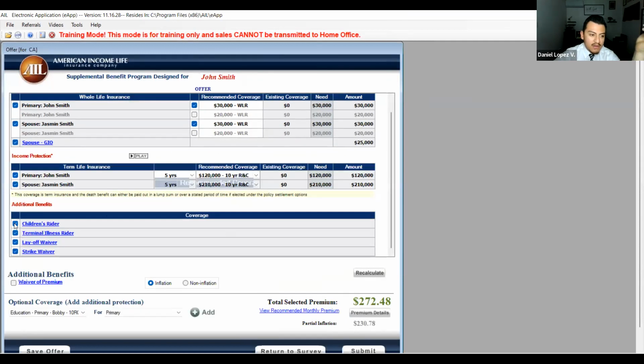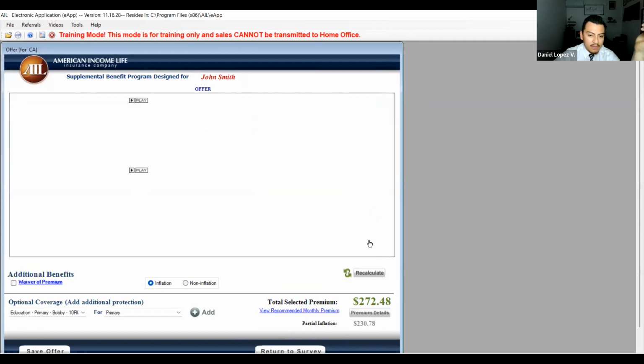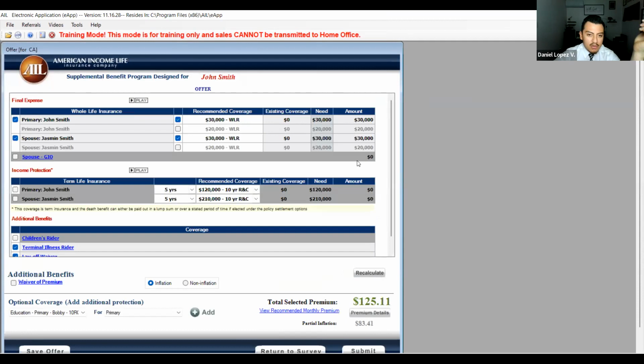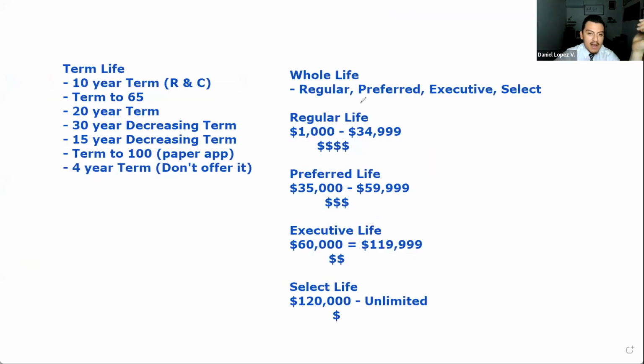I'm gonna remove everything from here. So if you're showing 30,000 for EAP, please don't show 30,000. Just might as well show them 35,000. Put them on the other bracket, the preferred bracket. Okay, because you're gonna do them a favor. You're gonna give them more life insurance.